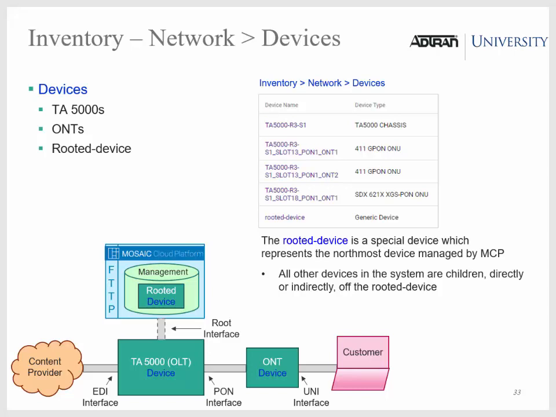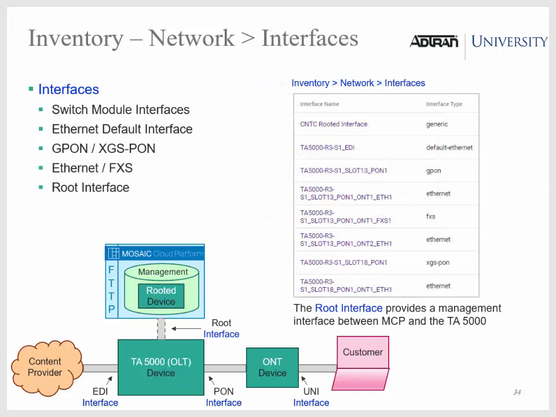I want to note that the rooted device is the only inventory that exists with a base install of MCP Fiber to Prem plugin. All other objects are created by you or other users. An interface represents a physical or logical network interface. These objects are attached to a specific device. Here we see some of the interface objects that will need to be provisioned in MCP. The root interface shown here is created to provide a management interface between the TA5000 and MCP.